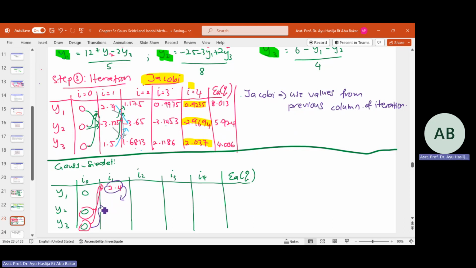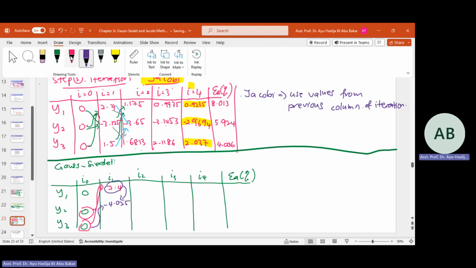Do you get negative 4.025? Right, negative 4.025, y2. Okay, then for y3, similar approach. You find the latest value.